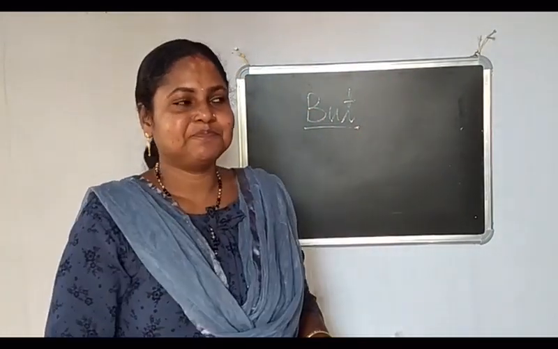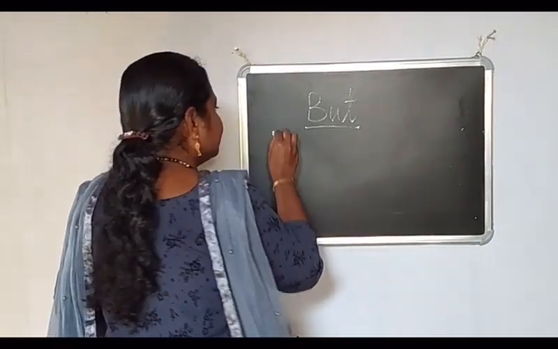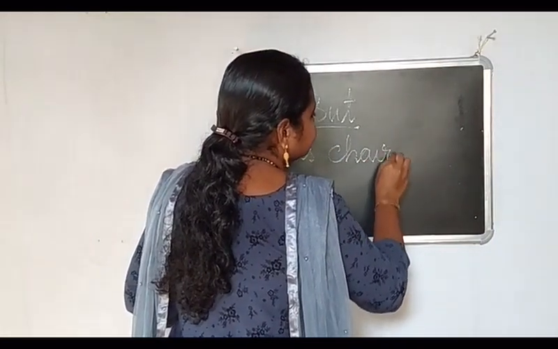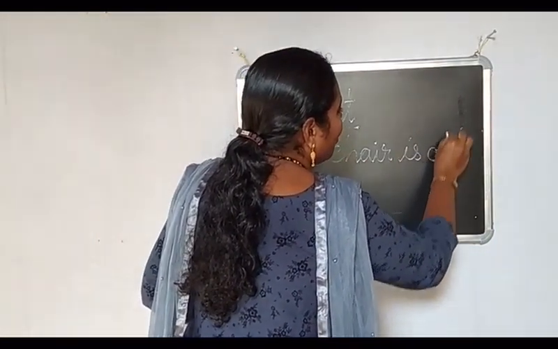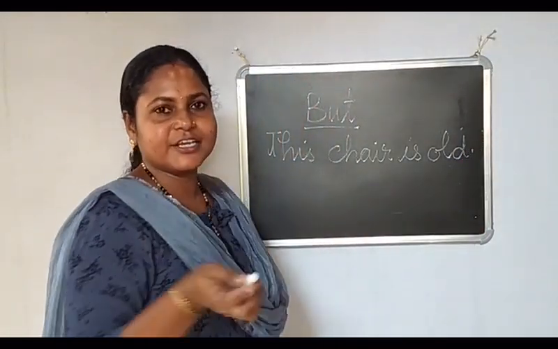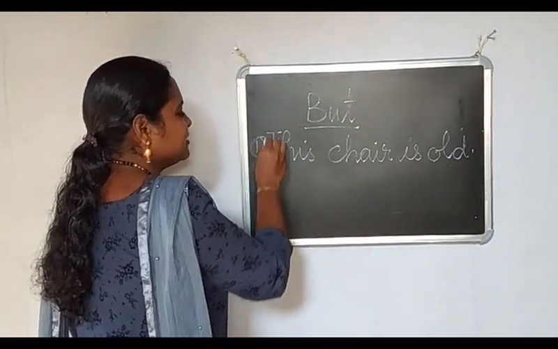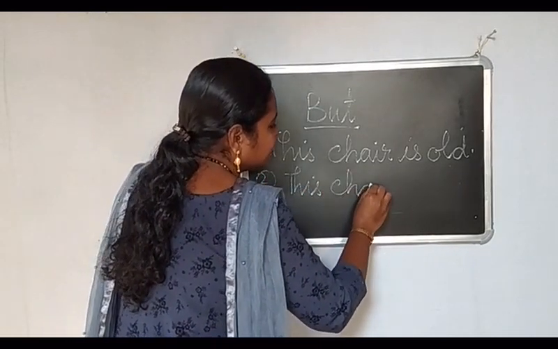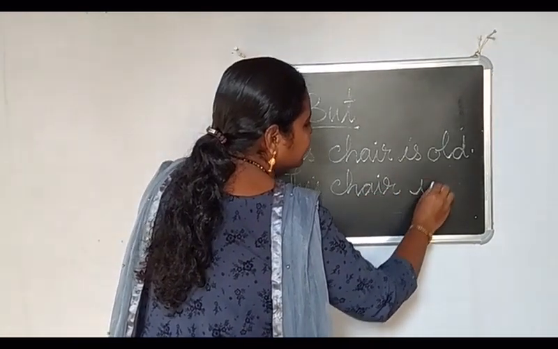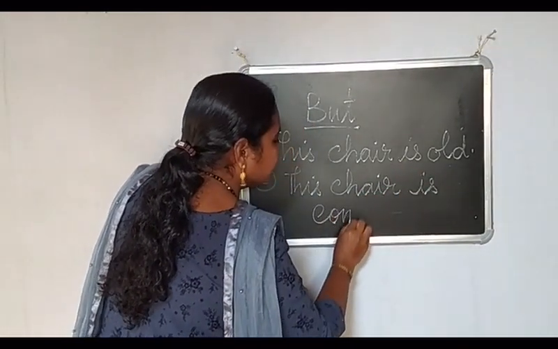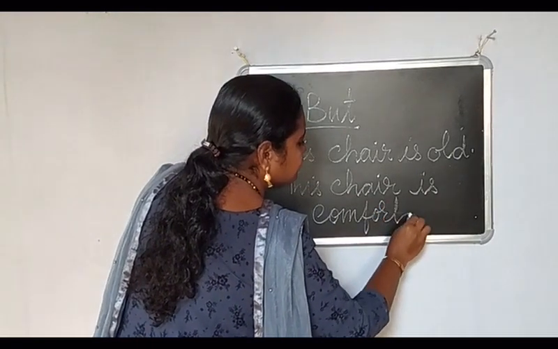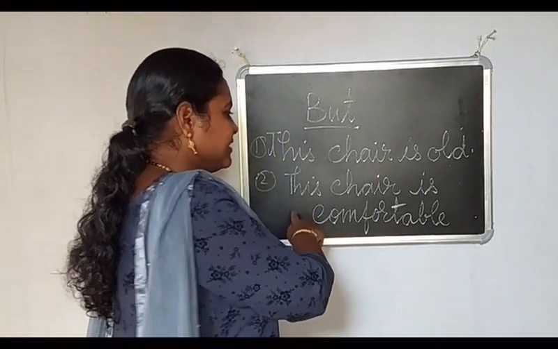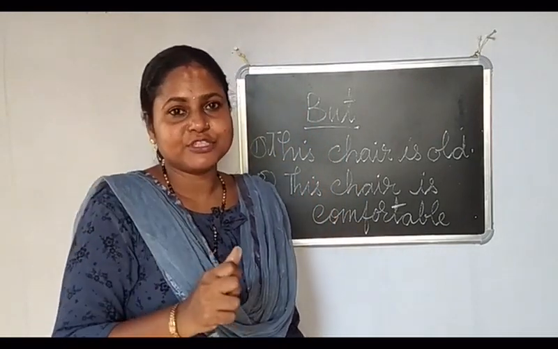Okay, we can see this chair is old. This chair is old. In another sentence, this chair is comfortable. This chair is old, and the second sentence is this chair is comfortable.